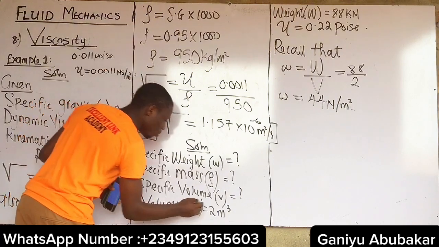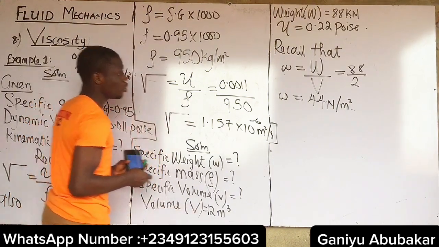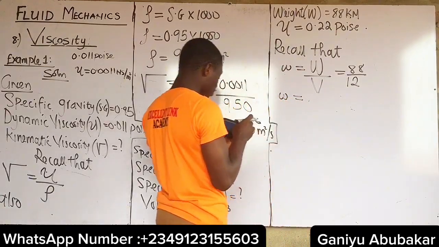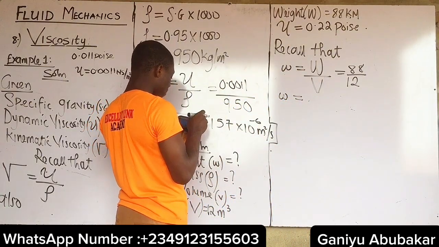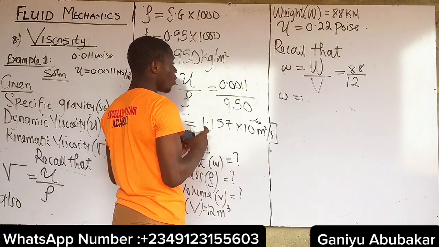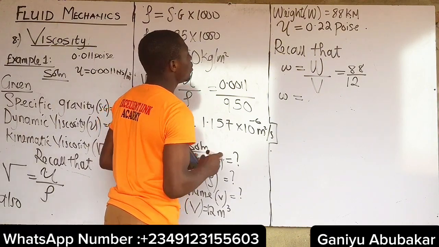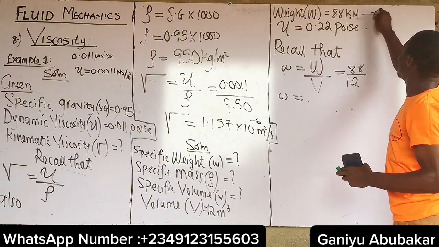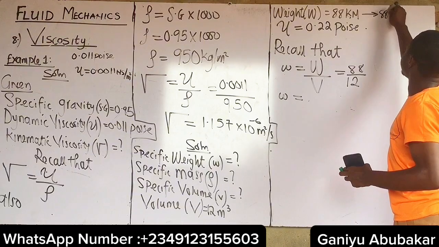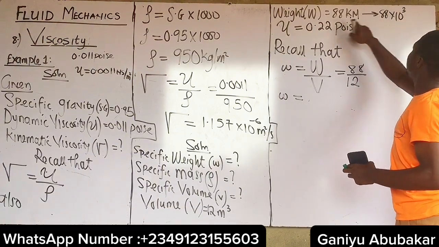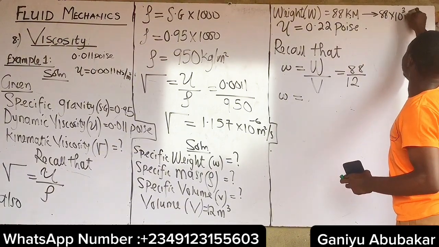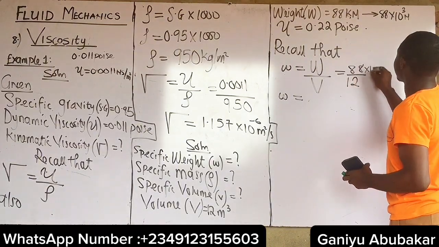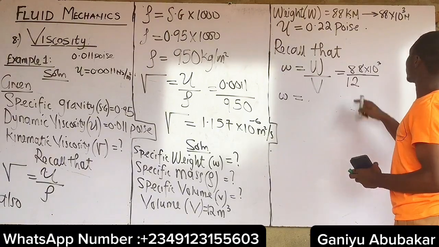Sorry please, the volume is 12, please. The volume value is 12. So I have 12 here. So divide 88 by 12. Hang on. Okay, the weight is given in terms of kilonewton, so I'll convert this one here to Newton. That becomes 88 times 10 to the power 3, kilo is 10 to the power 3. So I have my Newton here. So it means that the value for my weight becomes 88 times 10 to the power 3 all over 12.